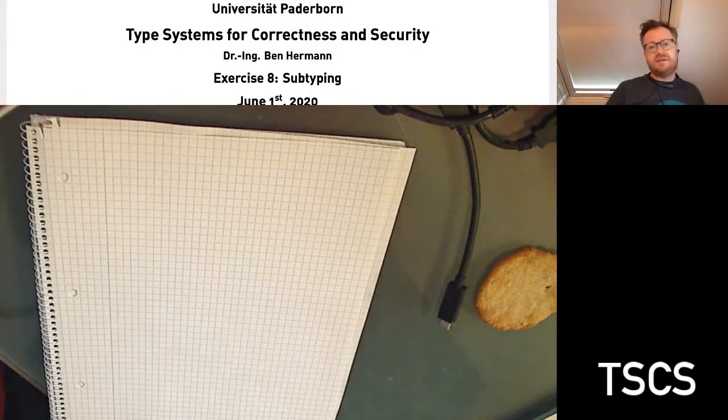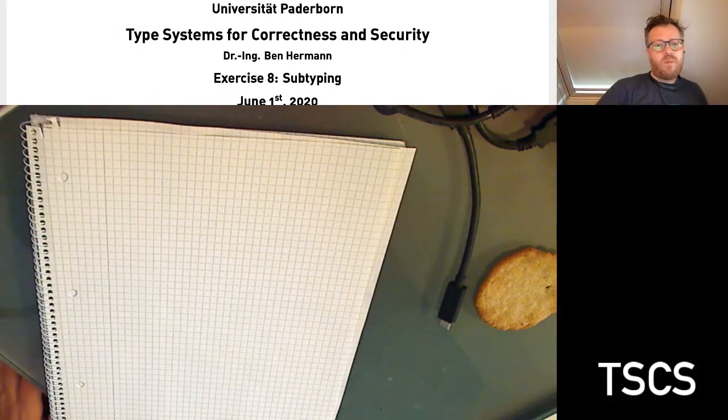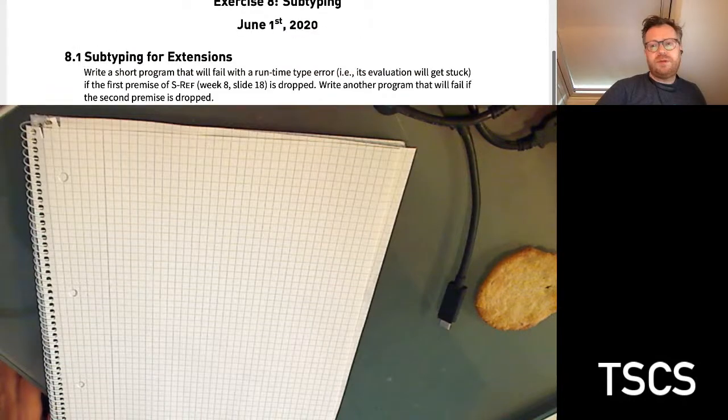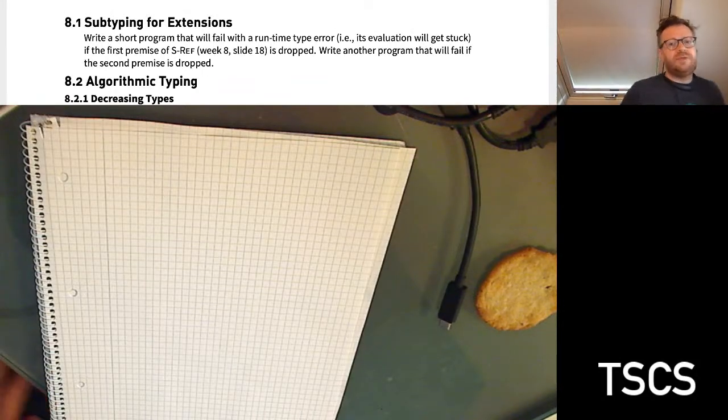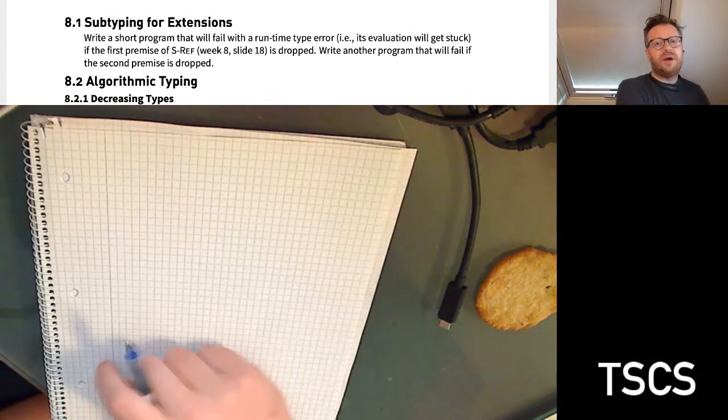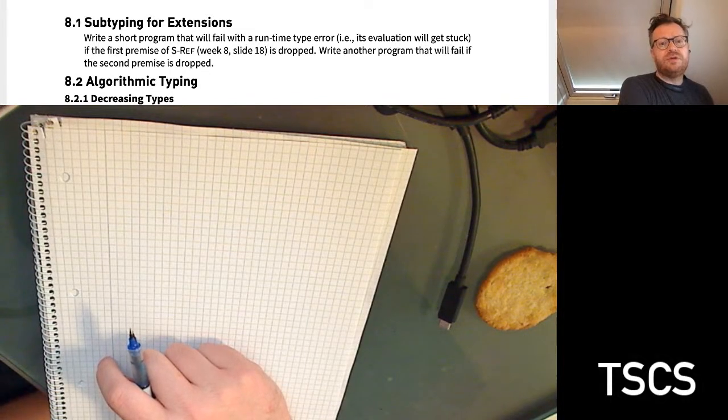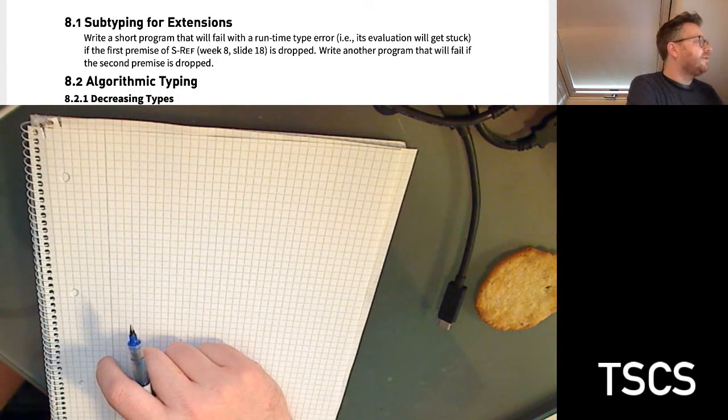So, exercise number 8 was on subtyping. The first exercise was to write a short program that will fail with a runtime type error. That means that its evaluation will get stuck if the first premise of SRef is dropped. And then write another program that will fail if the second premise is dropped.